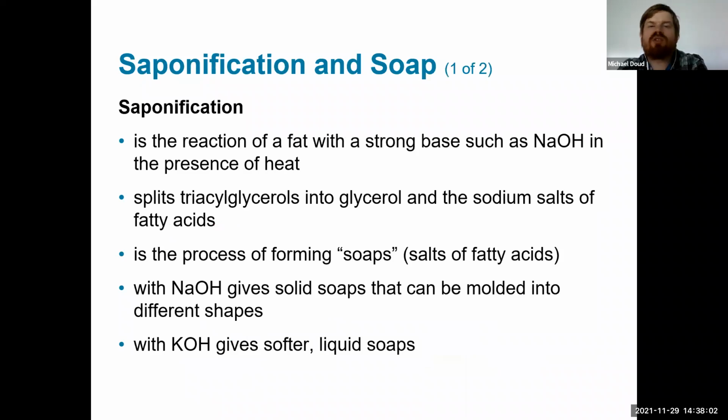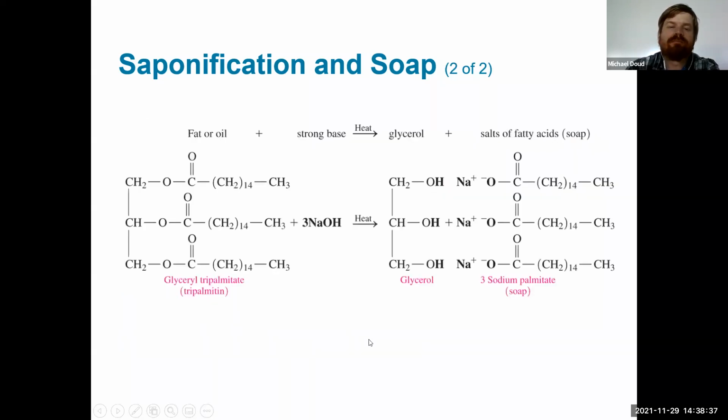Now, if you recall from our ester chapter, we had acid hydrolysis and we had base hydrolysis, also known as saponification. And saponification literally means soap making. So if you do a saponification reaction with a triacylglycerol, you literally form a soap, which is anything that is a salt of a fatty acid. So sodium hydroxide, for example, forms the sodium fatty acid carboxylate salt. And with sodium as the counter ion, that gives a solid soap. Potassium hydroxide gives a softer or more liquid soap.